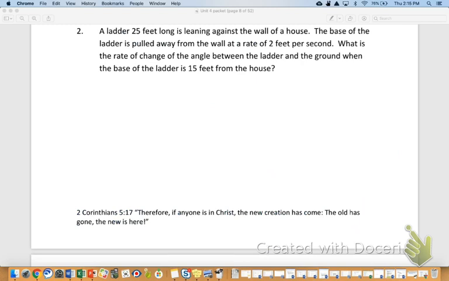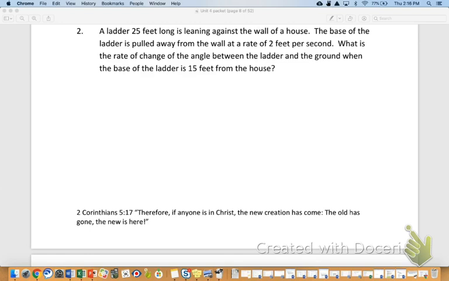A ladder 25 feet long. We've done one like this before, but this one's different. I think I had one of these in one of the videos, if I remember correctly. You get the 25-foot long ladder. Once again, somebody is pulling the base of the ladder away from the wall. This time, it asks for something a little bit different. So, has anybody identified yet what it is we're supposed to find?